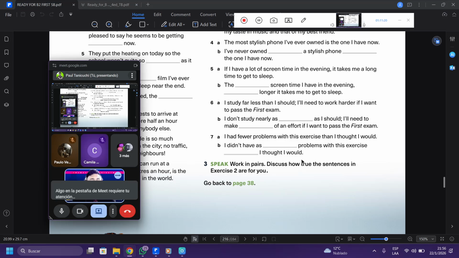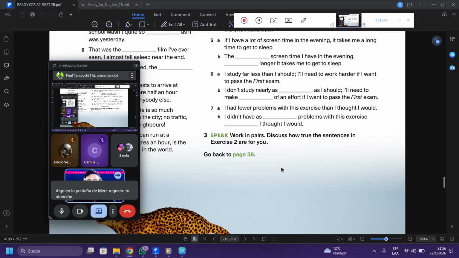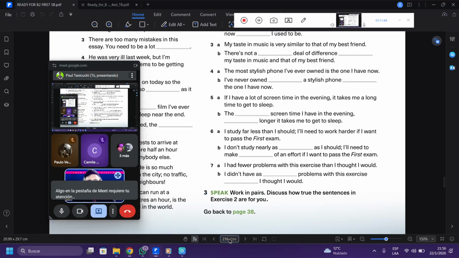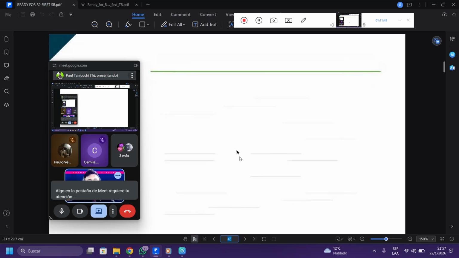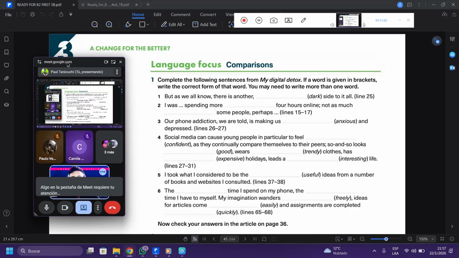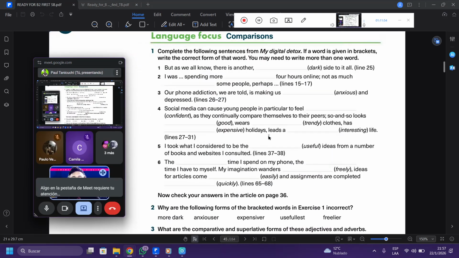Number 7. I had fewer problems with this exercise than I thought I would. So, I didn't have as many problems with this exercise as I thought I would. Okay, that is it. So please, now let's go back to page number 38. We're going to complete this part regarding comparisons.